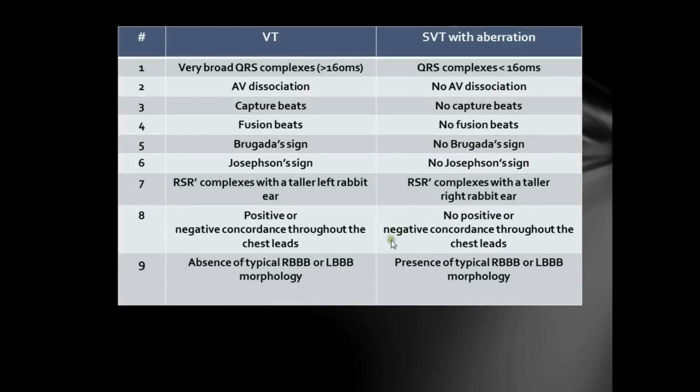And now coming to the ninth difference, which is the following. You do not have the typical right bundle branch block or the left bundle branch block morphology in ventricular tachycardia, and that's due to certain patterns that we will be seeing shortly on the ECG. In contrast to SVT with aberration, which is actually due to a bundle branch block, so logically you will be seeing the typical right bundle branch block or the left bundle branch block morphology.